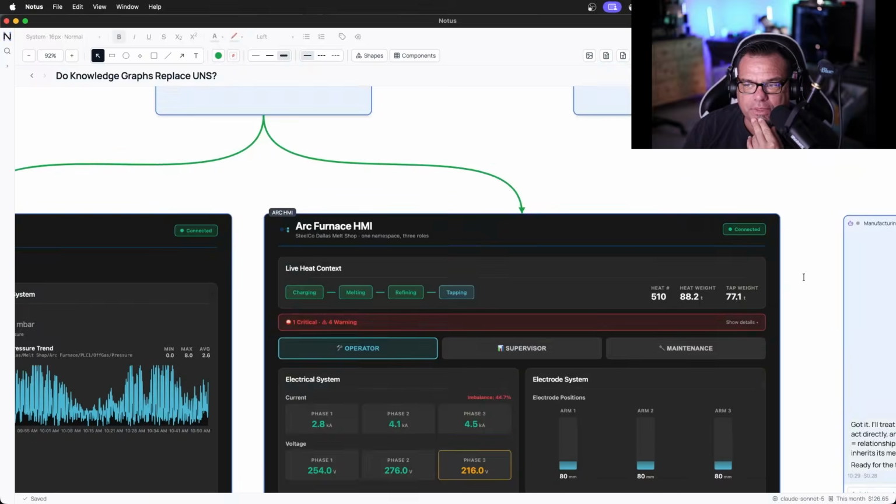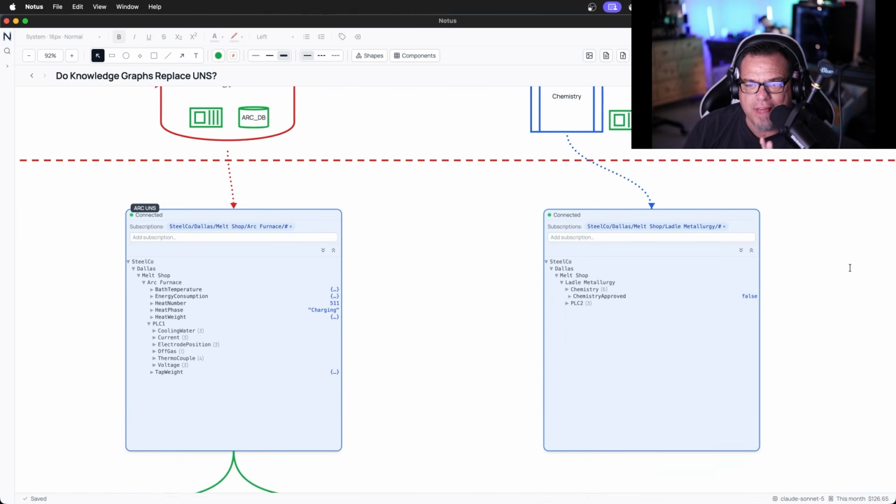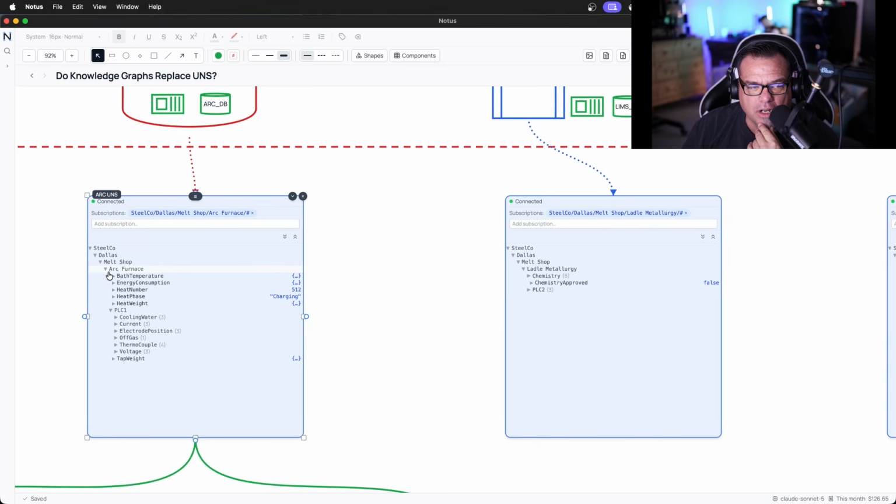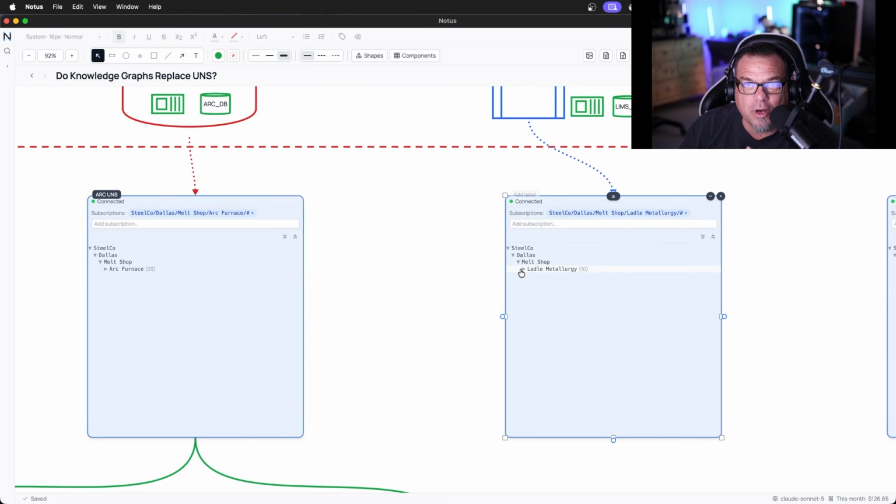All right. And what I'm going to do is, rather than diving in, I didn't do visualizations for all of the processes, but what I did do was break out the unified namespaces. So here we have our arc unified namespace, and here we have our ladle metallurgy. So you notice Steel Co, Dallas Melt Shop, they are related to one another. The two-dimensional relationship is the same. Here we only see ladle metallurgy.